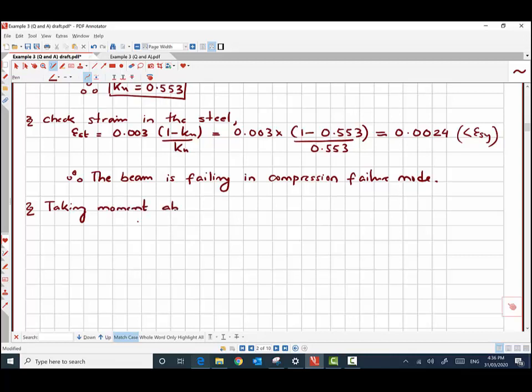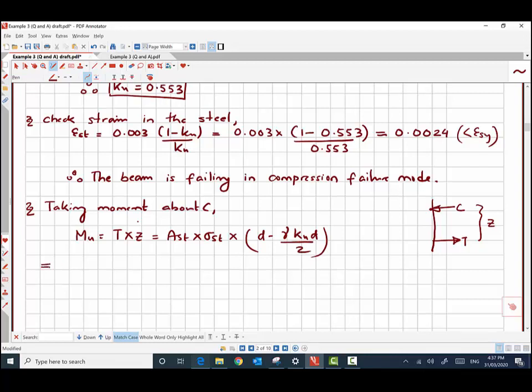Taking moment about C. So we have the force diagram here, as you know. This is the force C, the tension force acting at T, and the lever arm is Z. So we are taking the moment about point C again. The ultimate moment capacity is T multiplied by the lever arm Z, and T is AST into sigma ST. Remember, the steel is not yielding, so we cannot write fSY. And Z, again the lever arm, is d minus gamma KU d over 2.